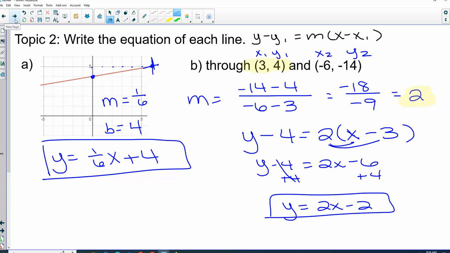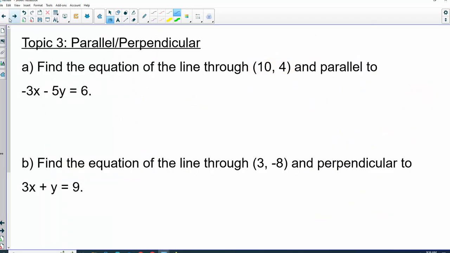So we can write equations of lines if we are given the graph or the points. Next thing we went into was parallel and perpendicular. So we have to know the difference here. If I want the equation of the line through the point (10, 4) and parallel to -3x minus 5y equals 6, what does it mean to be parallel? Same slope. They never cross, so the slopes are the same.